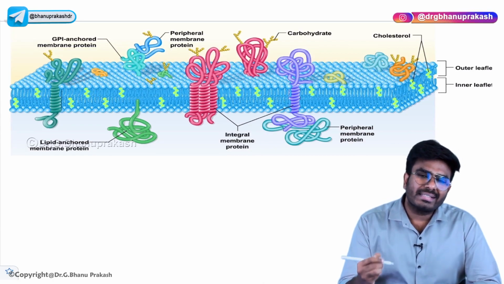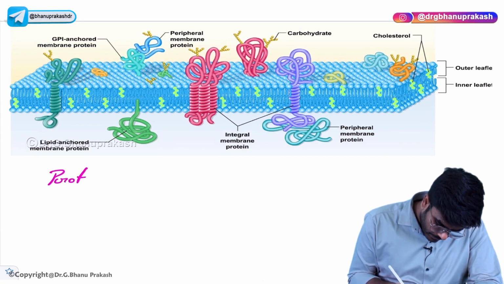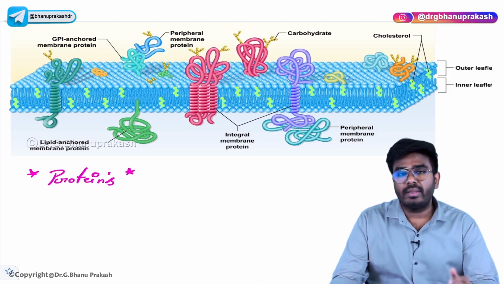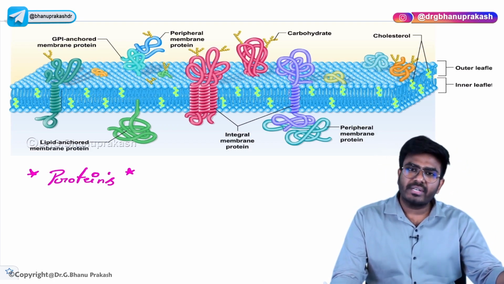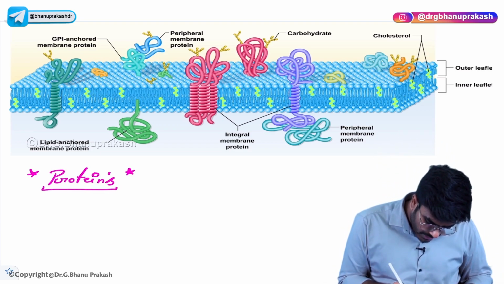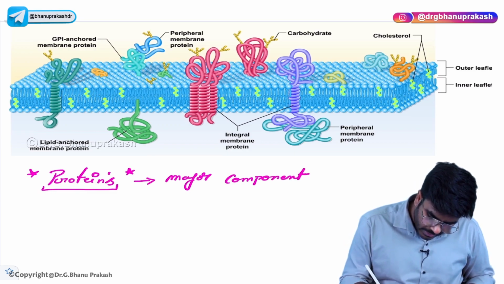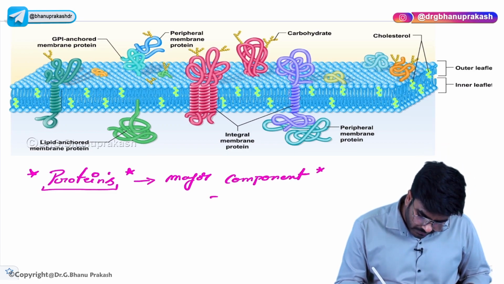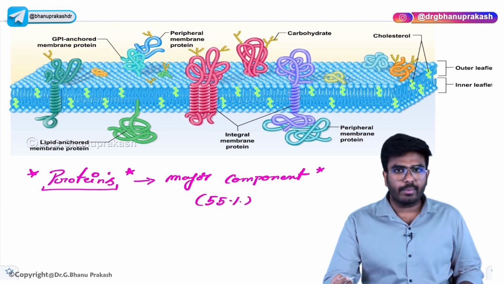Okay guys, now after discussing lipids, let's discuss proteins. We have seen that cell membranes are made up of lipids as well as proteins and carbohydrates. We have seen different types of lipids: phospholipids, glycolipids as well as sterols. Now we are discussing the proteins. The most important point about proteins is that they are the major components of the cell membrane. They are called a major component because they account for 55% of the cell membrane.